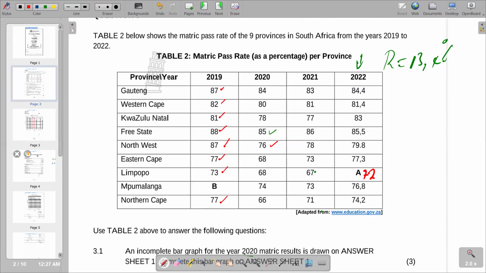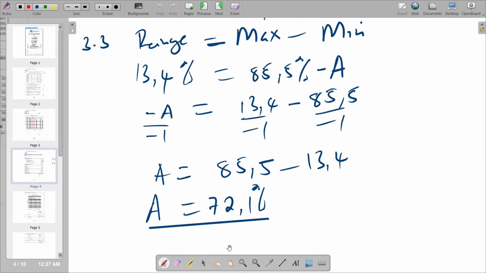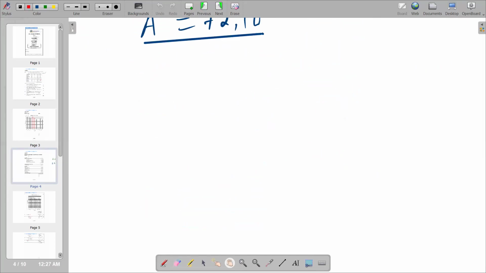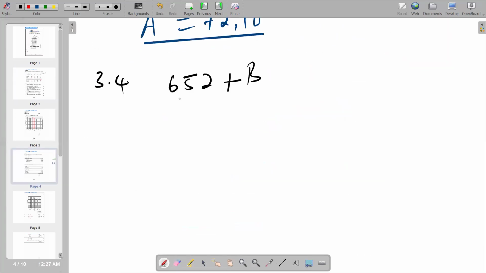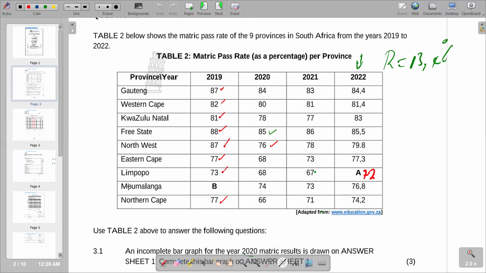So we are going to say on 3.4, we have got 652. We add the missing figure that we want, B, and then we get the total of the column. And then we divide by the number of provinces that we have in that column. Try to see there, we've got 1, 2, 3, 4, 5, 6, 7, 8, 9. So we have 9 provinces that we are having there. So it means we are going to divide by 9.